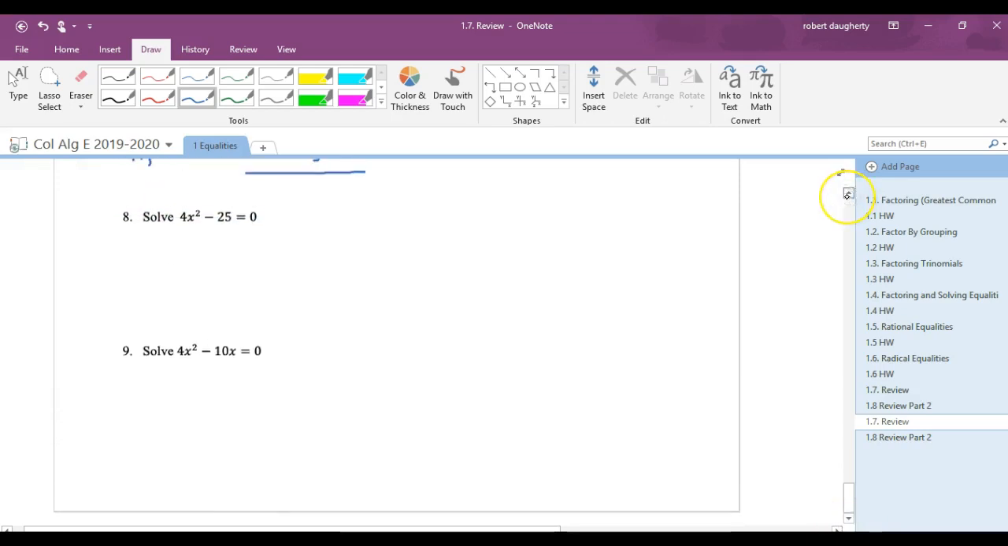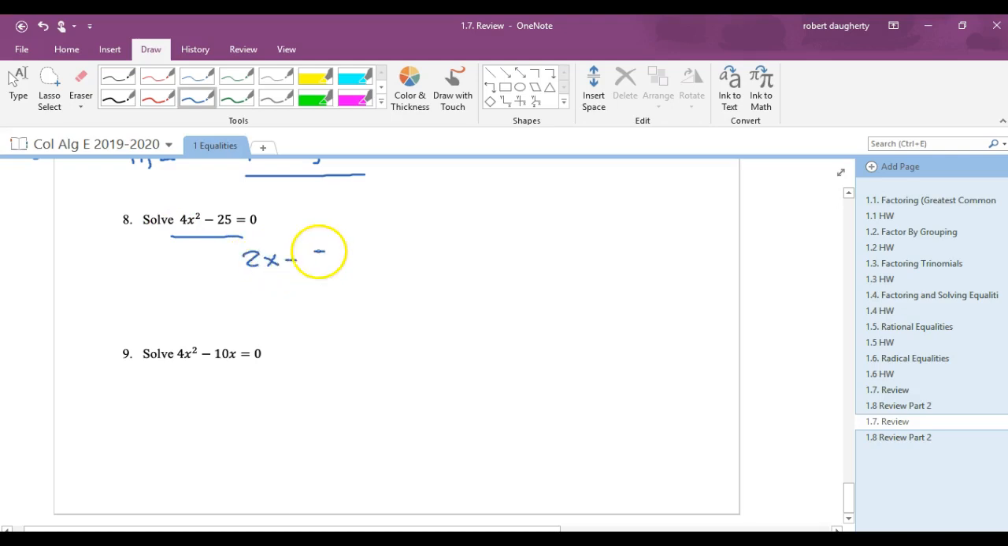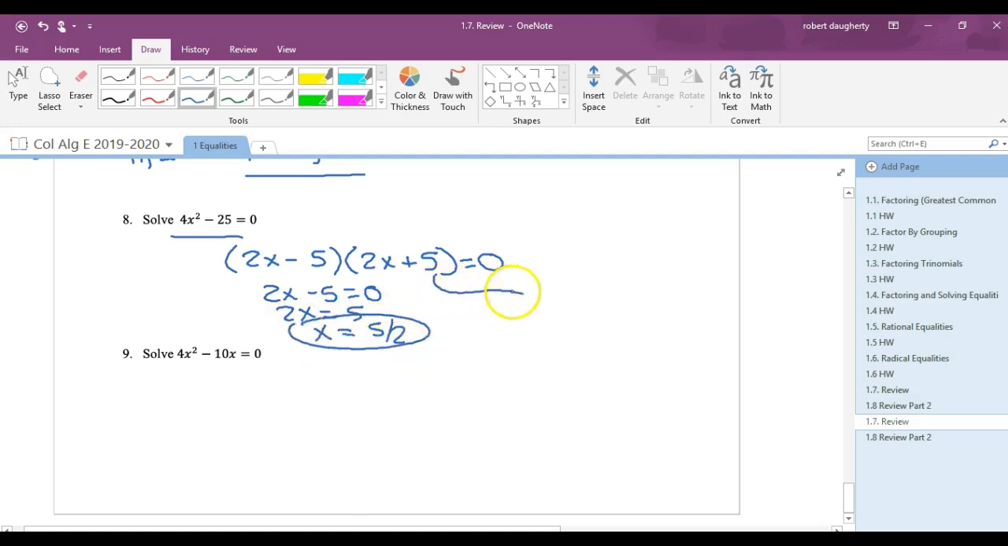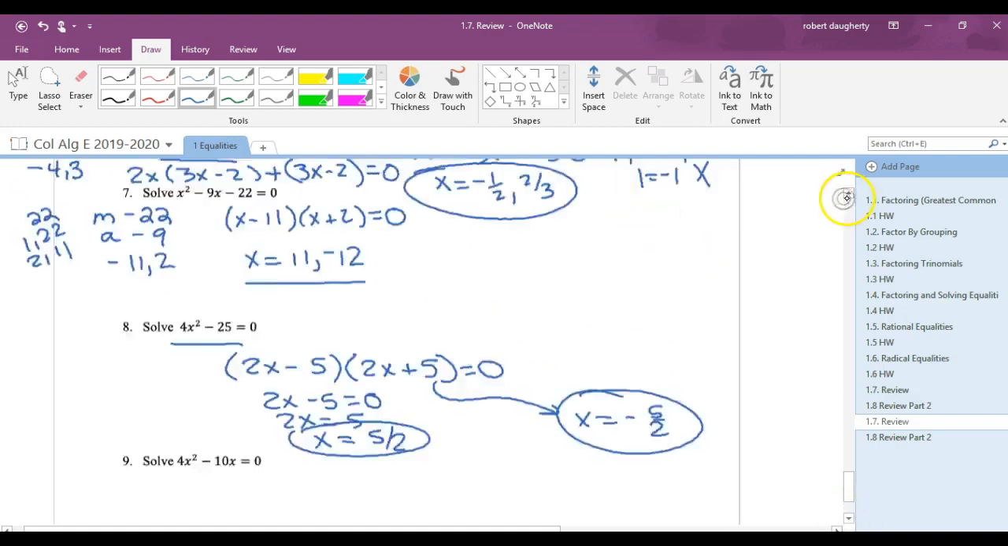Looking at the next one here, this appears to be the difference of squares. So 2x minus 5 times 2x plus 5 equals 0. Set each of these equal to 0. You get 2x equal 5, x equal 5 halves. This next one is going to give you x equal negative 5 halves, and you're good to go there. And the last one here.